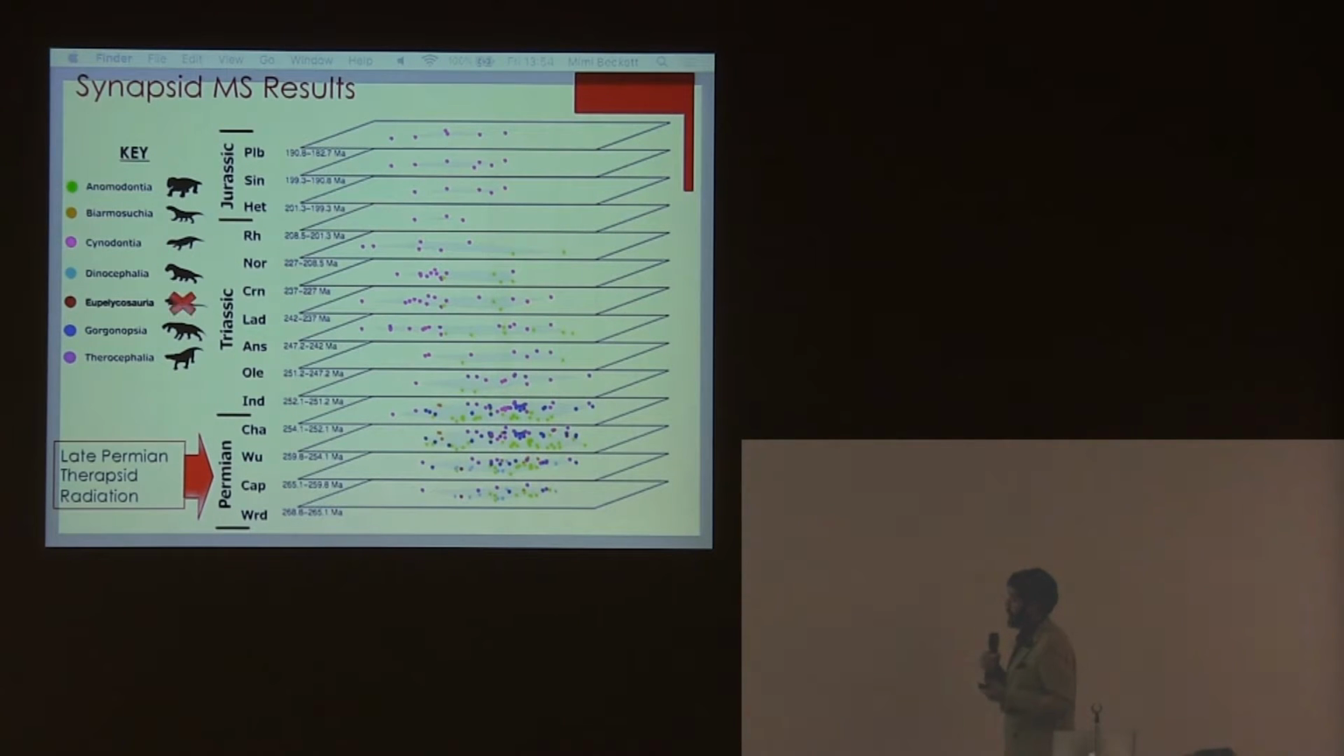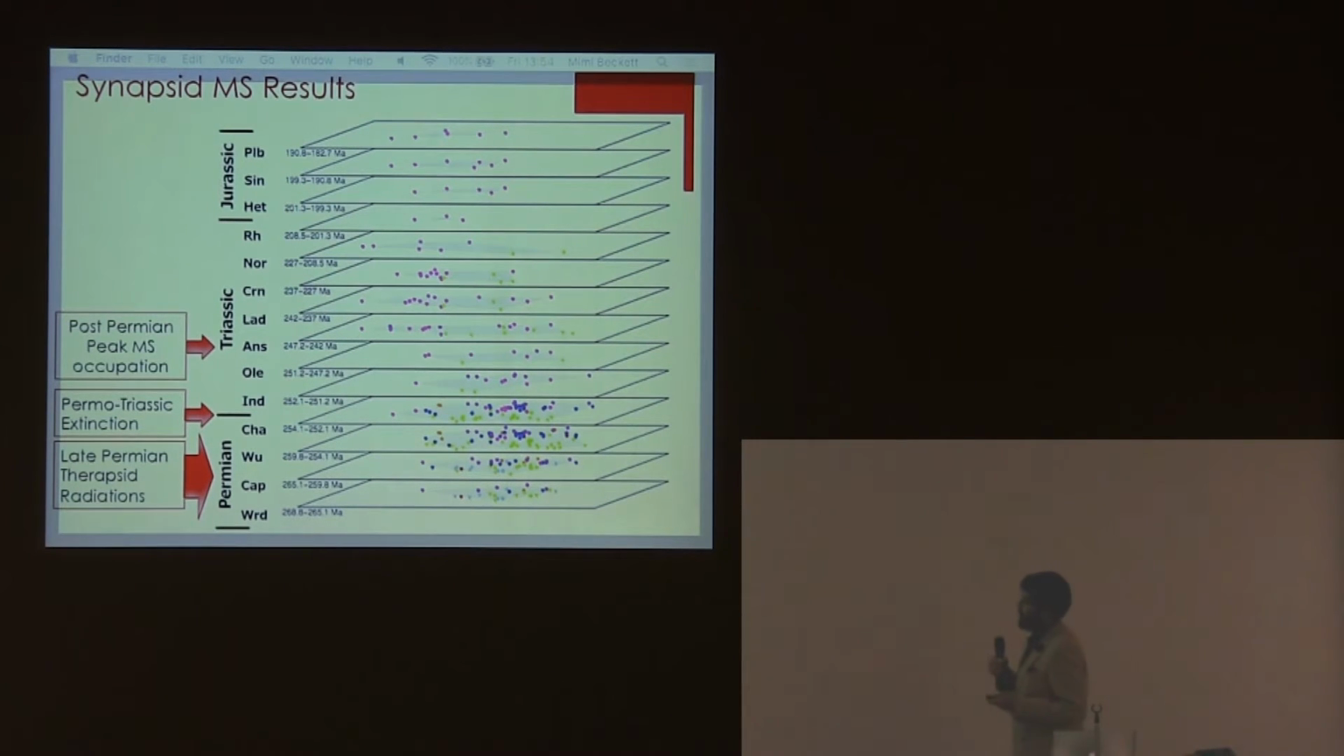However, all this is pretty much wiped out at the Permo-Triassic extinction, where we see the extinction of the Gorgonopsians as well as the Biarmosuchians, and pretty much leaves only the Theriodonts and the Anomodonts as the only surviving synapsid taxa. So as we go through, we can see in the Induan that this is the peak point of morphospace occupation following the Permian extinction.